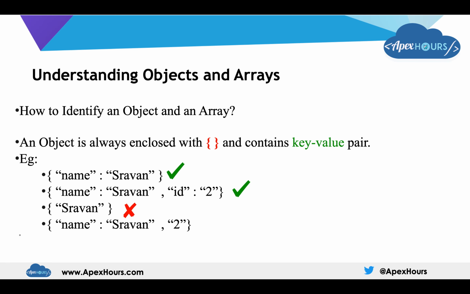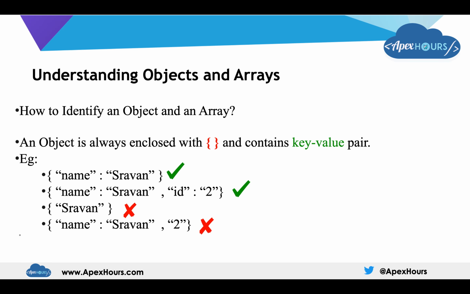There is another value separated by a comma, but that value is not in the format of a key value pair. Only the number 2 is there. There is no id or key anywhere, right? So that is wrong. By now you should be able to tell what a correct object is. It is key value pairs enclosed within curly braces, and if there are multiple key value pairs, each pair should be separated by a comma.